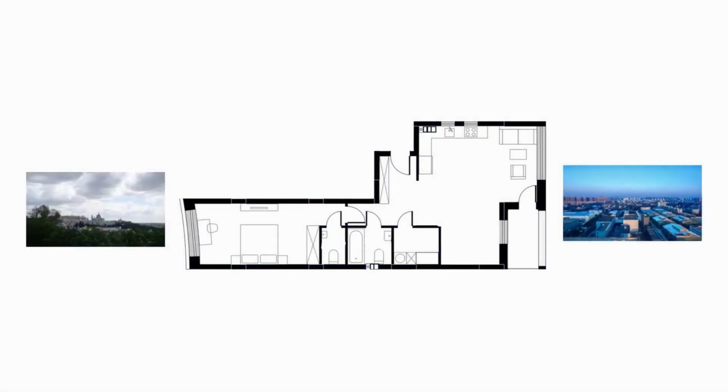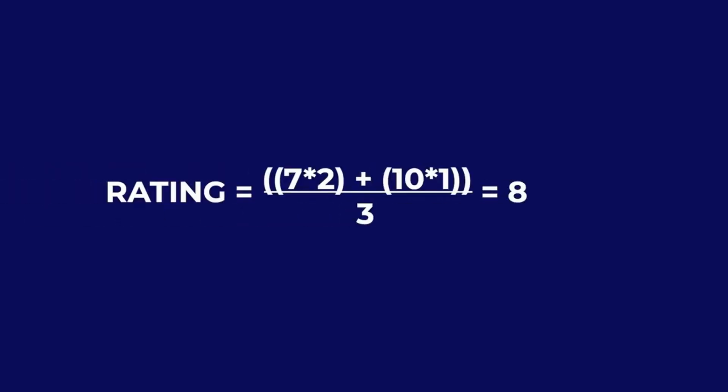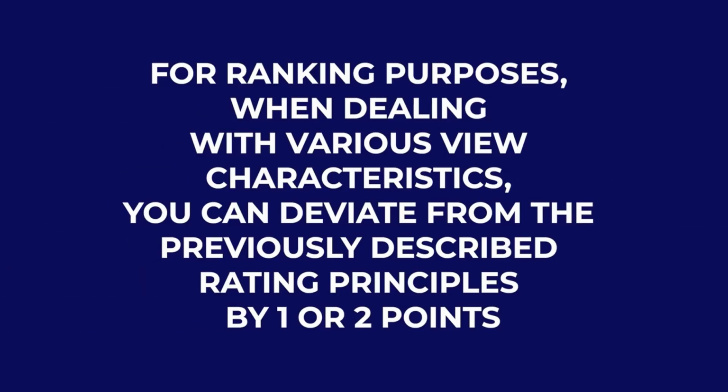For example, room 1 has 2 windows and a view rating of 7. Room 2 has 1 window and a view rating of 10. The overall rating is 7 multiplied by 2 plus 10 multiplied by 1, all of it divided by 3, which equals 8. For ranking purposes, when dealing with various view characteristics, you can deviate from the previously described rating principles by 1 or 2 points.